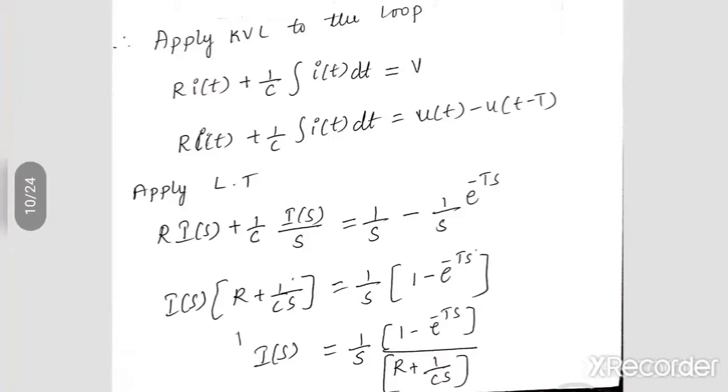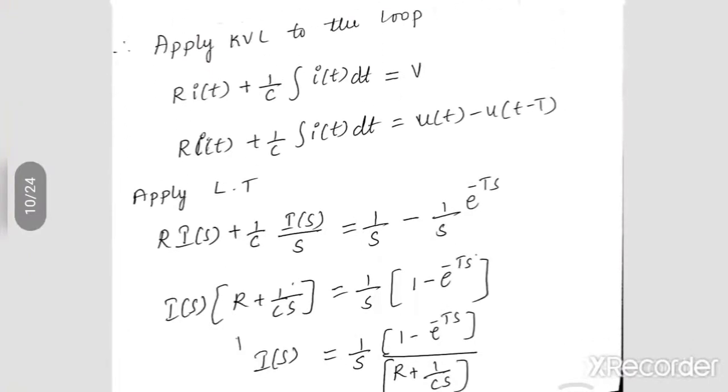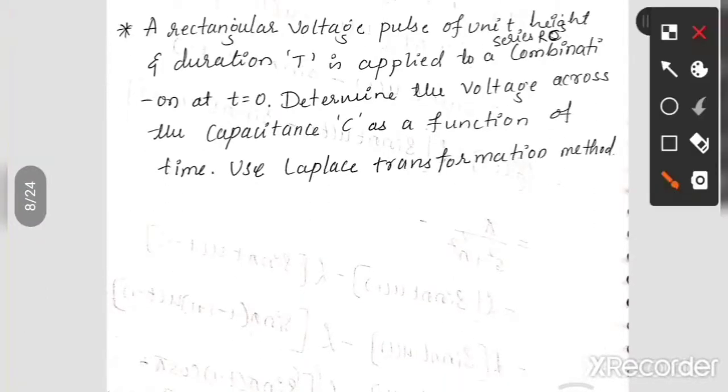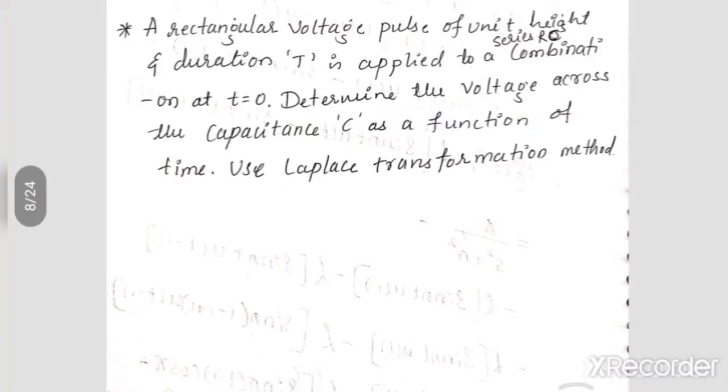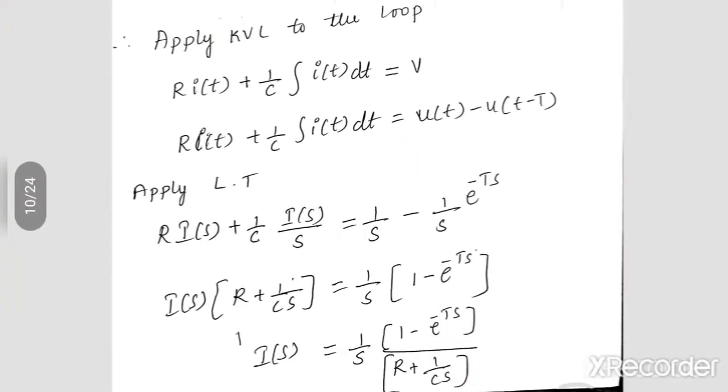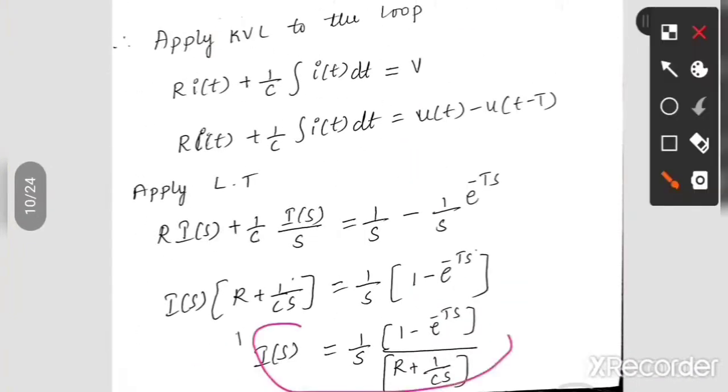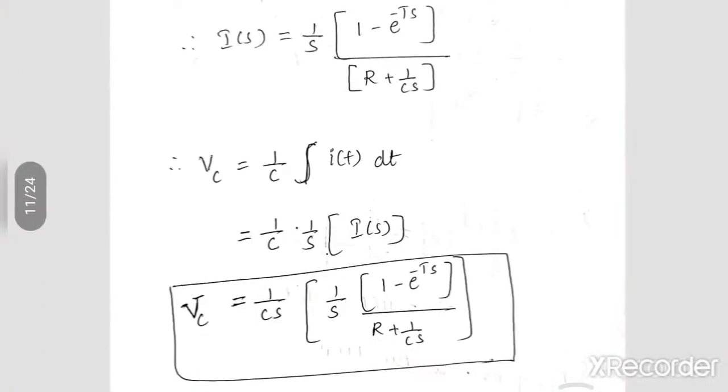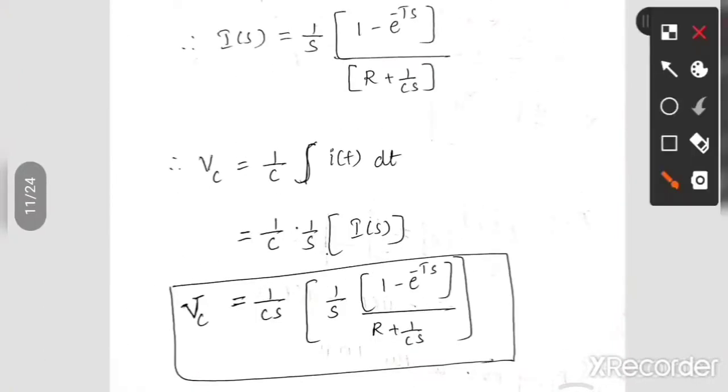Then so now we have got I of s, but they have not asked you to calculate the current. They have asked us to determine the voltage across the capacitor. Okay, now we know this current. Now we'll apply voltage across that capacitor. Voltage across capacitor is 1 over c integration of I of t into dt.